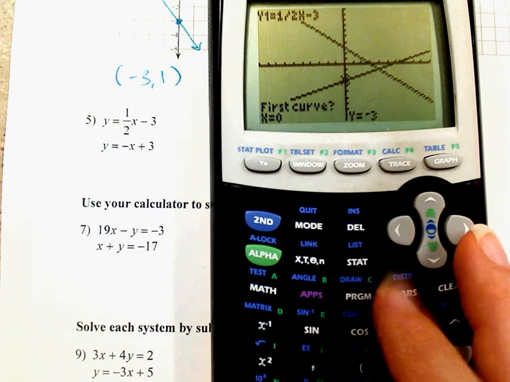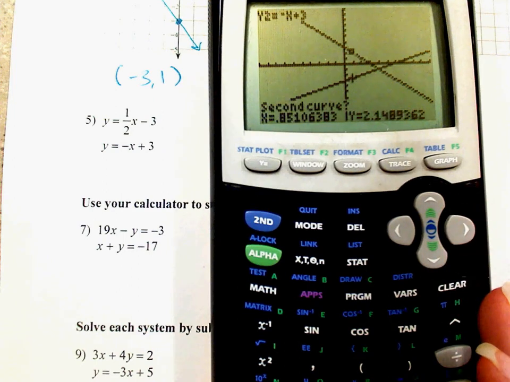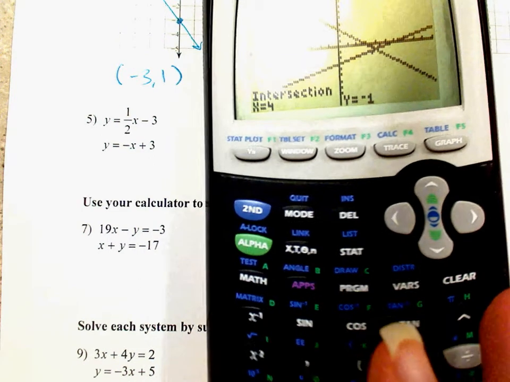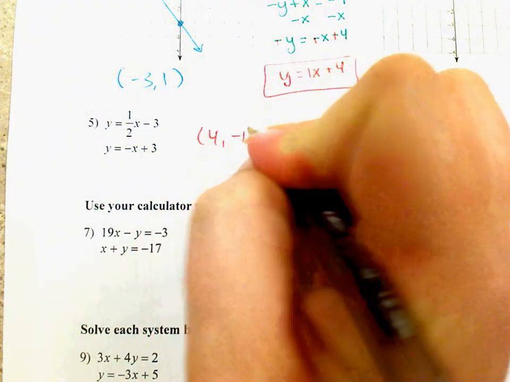Yeah, he's on that one. So I'm just going to press enter. He moves to the second one. I press enter. I don't care to guess, so I press enter again. And I get the answer is the point 4, negative 1. So all I got to do is write down 4, negative 1.